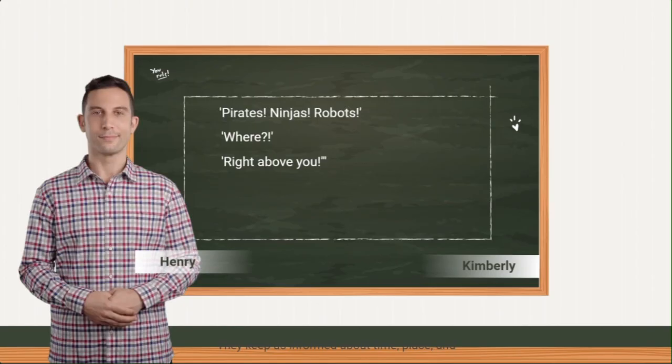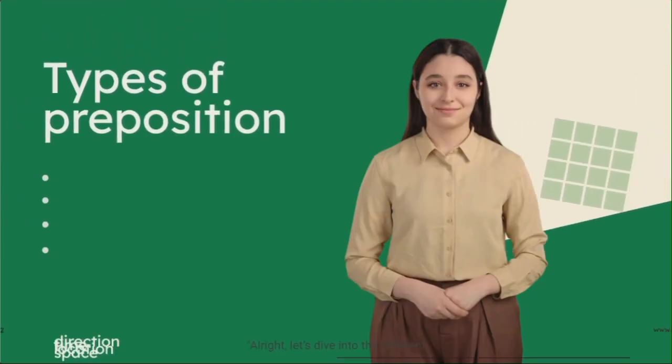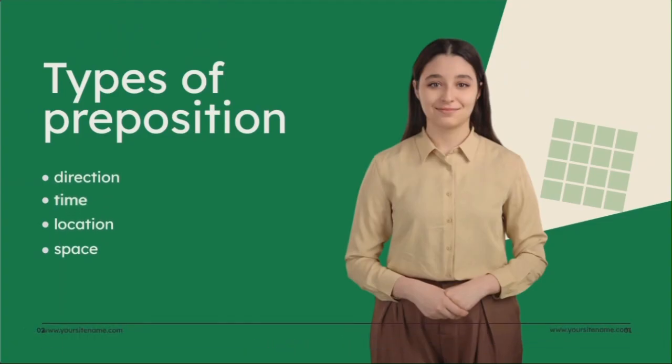Alright, let's dive into different types of prepositions. Prepositions can show various kinds of relations in our sentences. They help us understand direction, time, location, spatial relationship, and even abstract ideas. Let's break this down one by one. First up, we have direction. Prepositions of direction tell us where something is headed or where to look. For example, look to the left and you'll see our destination. Here, to the left shows us the direction.